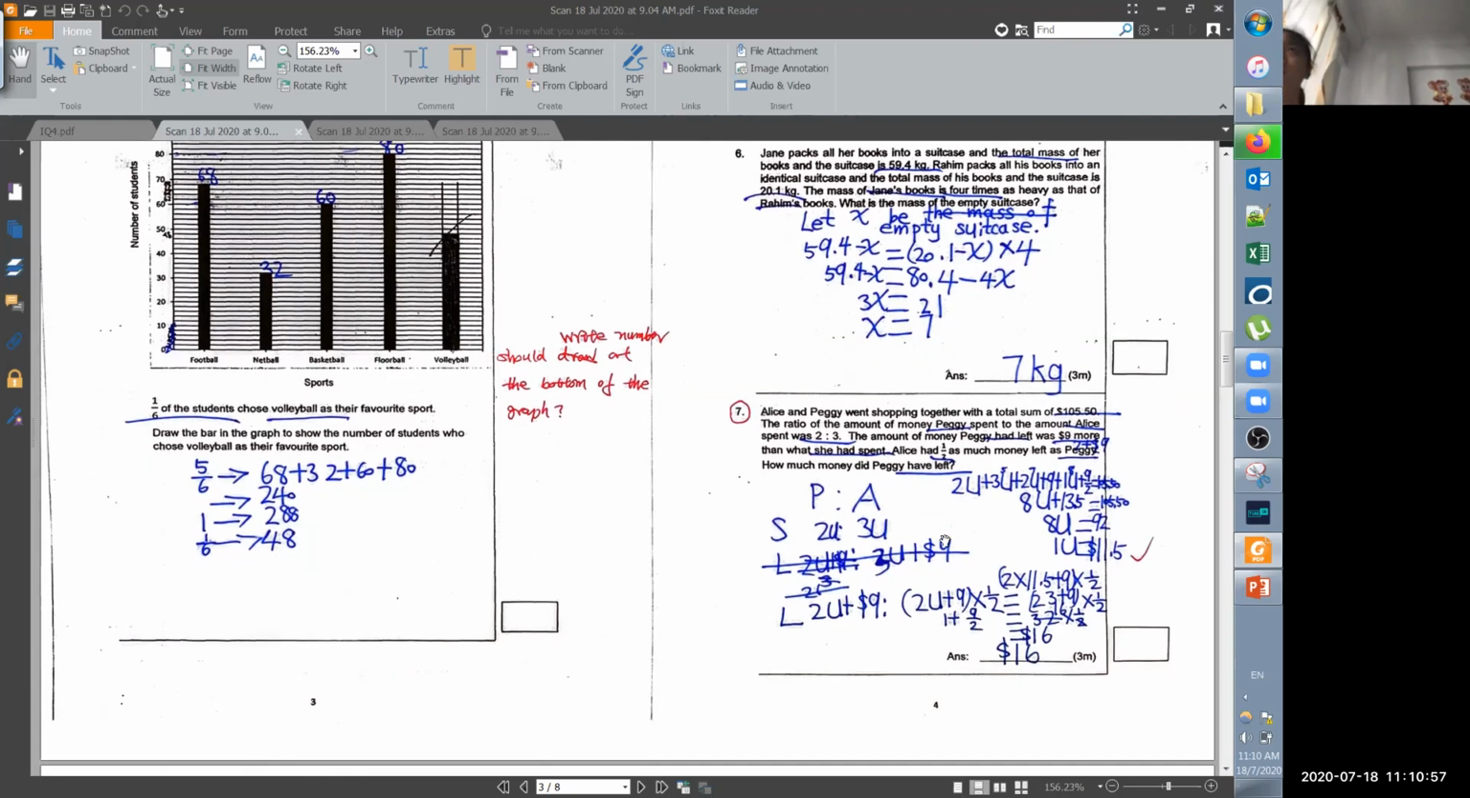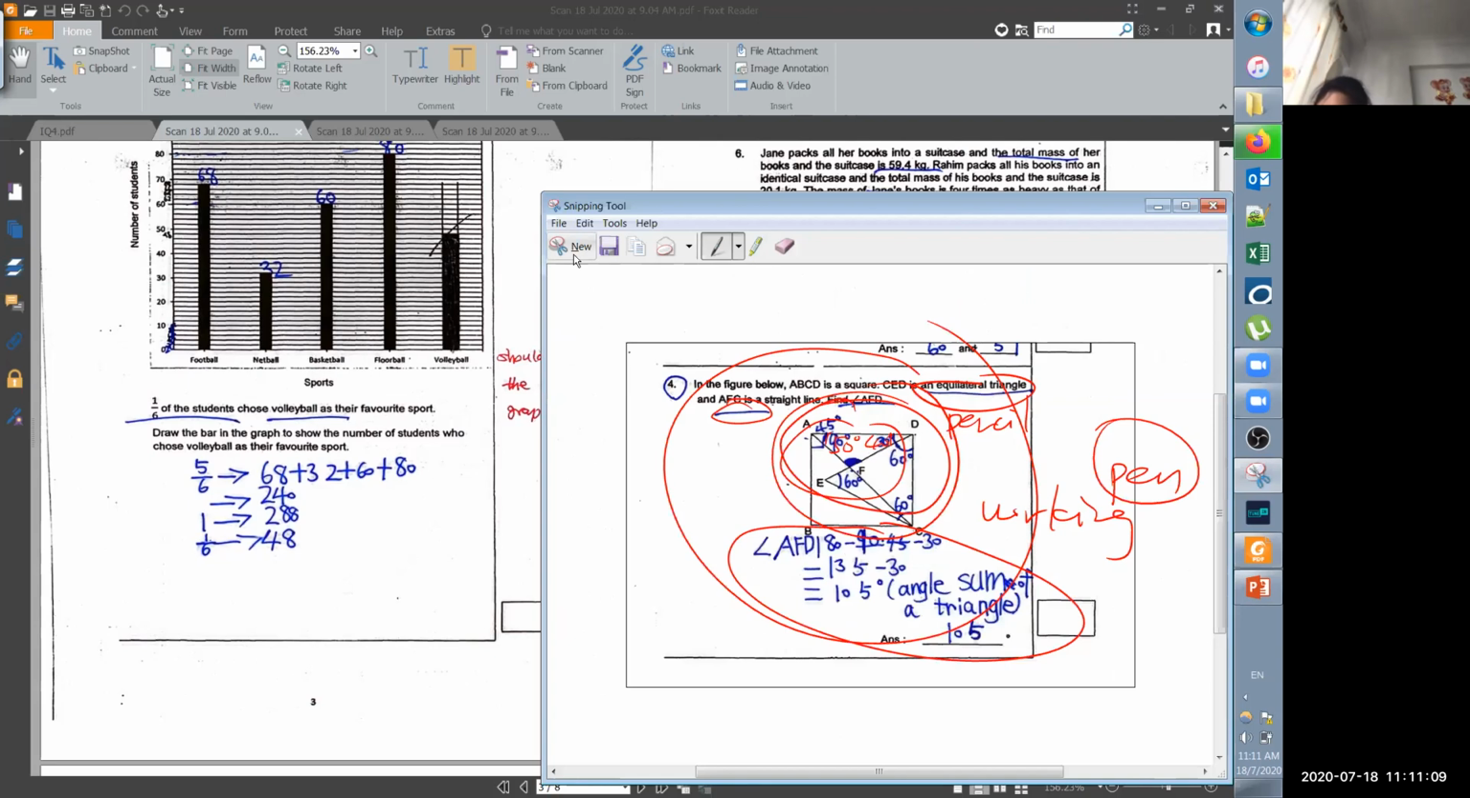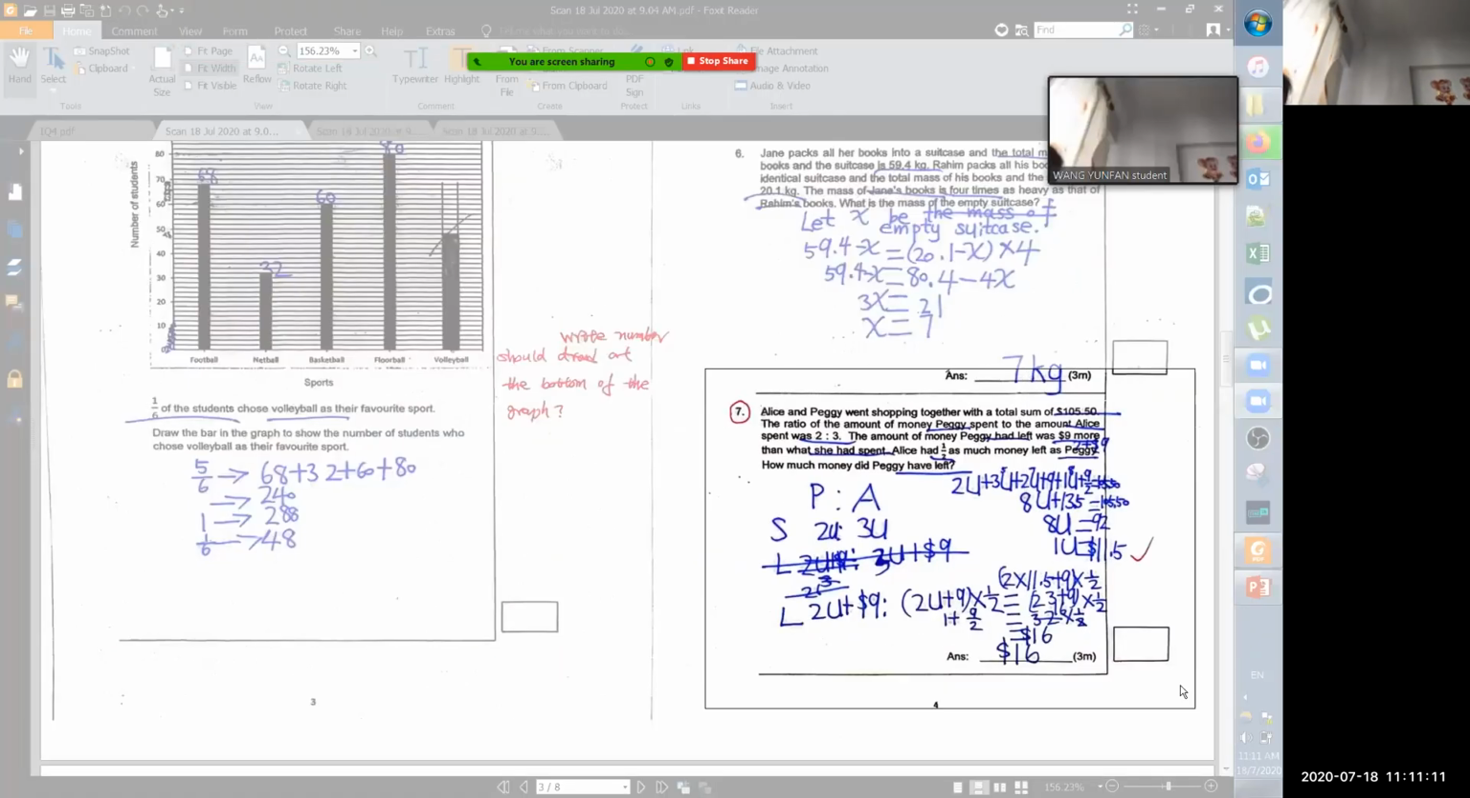Okay, 7。OK，像这一题，然后我就会觉得有点乱了，因为你 underline，你懂我意思吗？如果你用 pencil 的话，你还可以擦掉，但你用 pen。Okay, let me just get this question out. Let me take a look at it. Okay, Alice and Peggy went shopping together with a total sum 105.5.